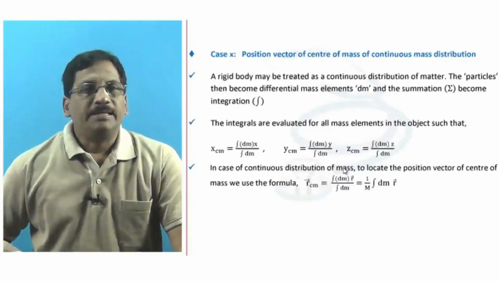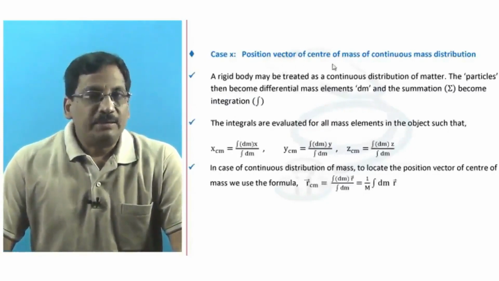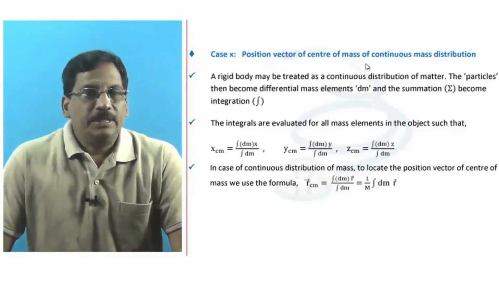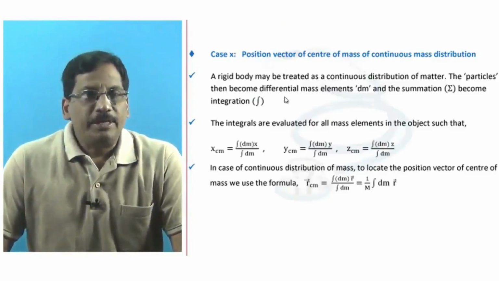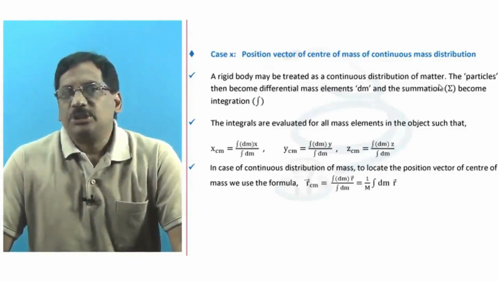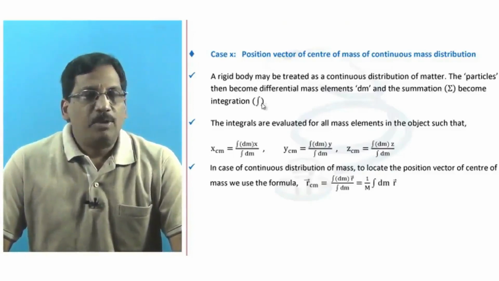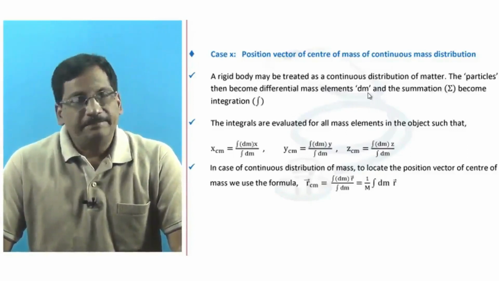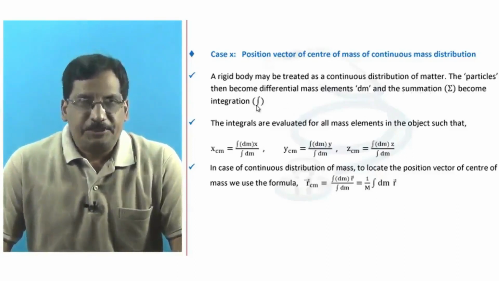And then case 10. This is to locate the position vector of center of mass of a continuous mass distribution, that is, in the case of a rigid body. A rigid body may be treated as a continuous distribution of mass. The particles of the body then become differential mass elements, each of mass dm, and the earlier summation now becomes integration.